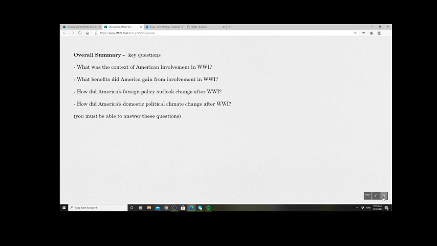In terms of your overall understanding of this period, you want to focus on these questions here, just to kind of grasp exactly the full picture, the full story of American involvement, from the causes right through to the consequences.